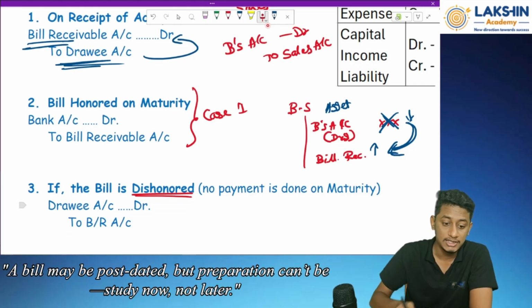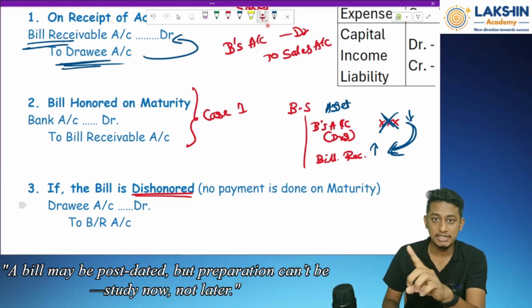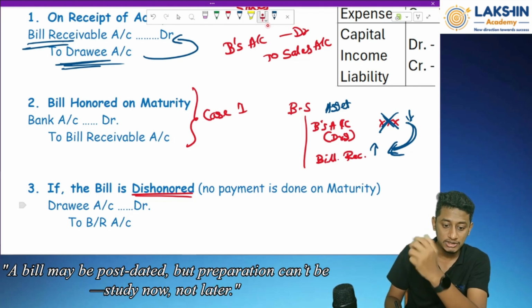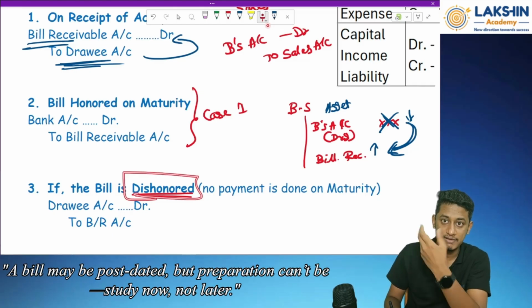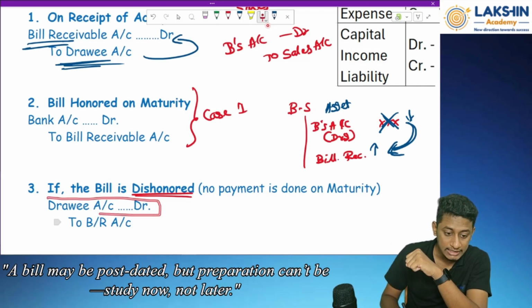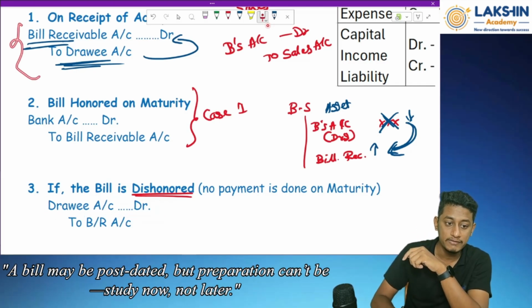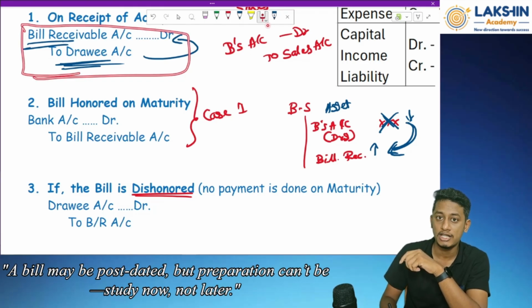Now what happens? Before this, tell me, has Mr. B, the drawee, made me the payment? No, sir. Because he is not making the payment, that's why the bill is dishonored, right? So now what do I do? I again increase the value in drawee's account. Basically, I have reversed this journal entry. Whatever journal entry I have passed over here is reversed now.